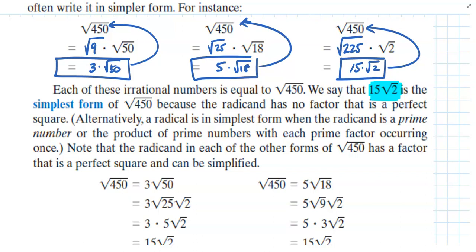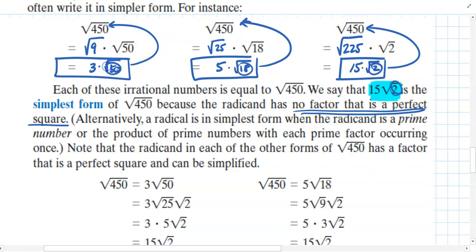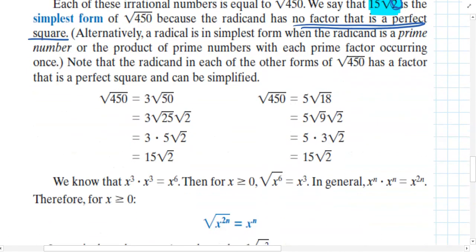And we say that it's the simplest form because the radicand, or the number underneath the radical symbol, has no more factors that are perfect squares. Or in other words, there's no number inside of this radical symbol that can be divided by a number that has a square root. For example, 18 could be divided by 9, and 9 has a square root. 50 could be divided by 25, and 25 has a square root, so that makes these not an ideal answer. 2, on the other hand, has no other factors at all, much less a factor that's also a square. So we like 15 times the square root of 2 the best.